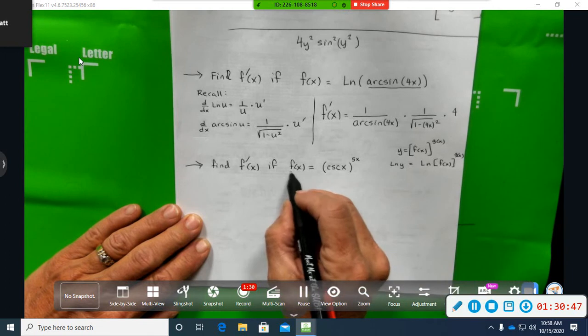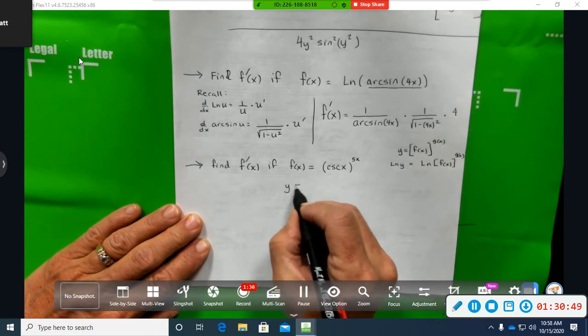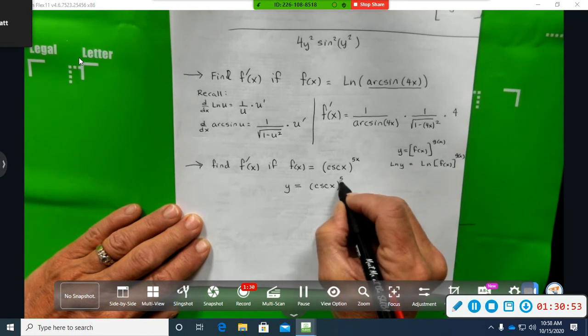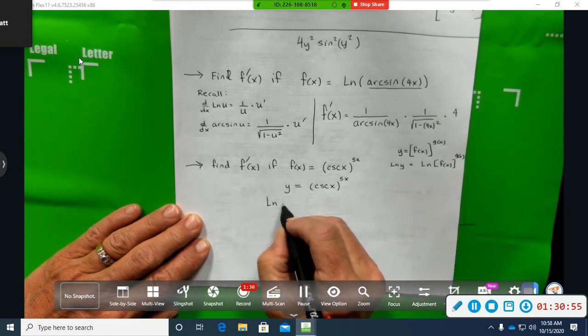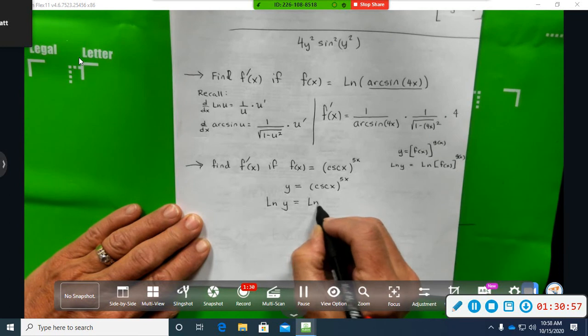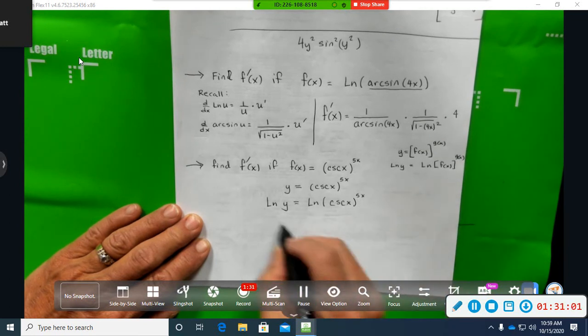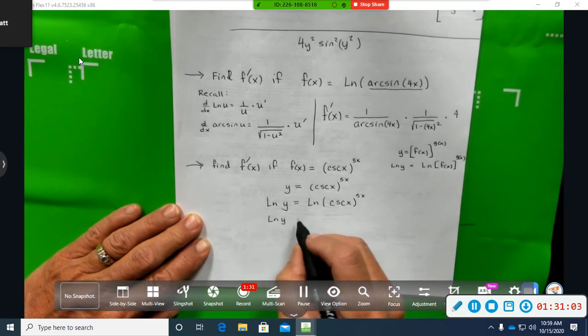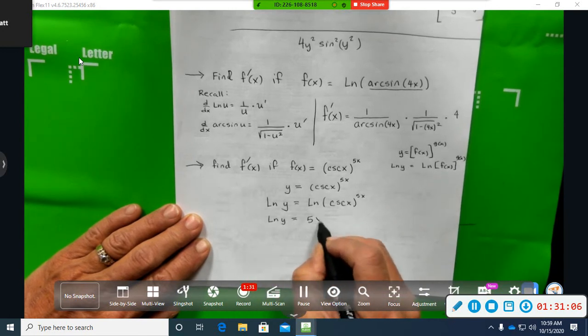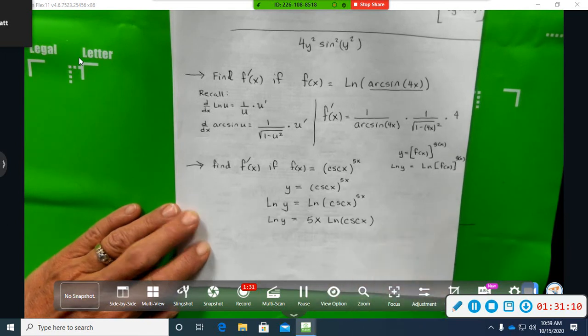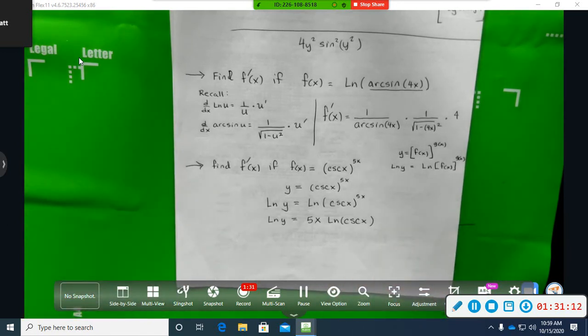So you might want to start by calling this thing y. And then you're going to take the natural log of both sides. And that brings the 5x down in front. And then from here, it's an implicit differentiation problem. Take the derivative of both sides and solve for y prime.